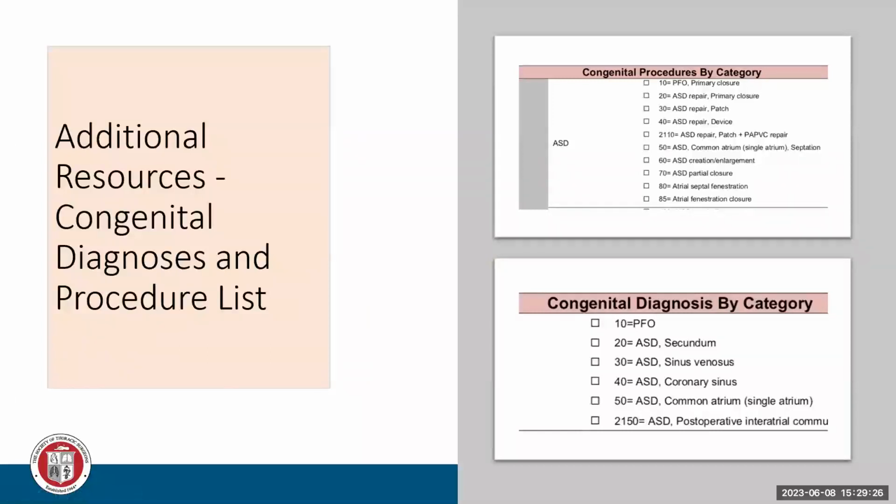Okay. All right. So let's talk about a few more resources that are in that same area that I just pointed out. The other one is the congenital diagnosis and procedure list. I use this if I've got a congenital procedure being done that's not captured somewhere else in the database. We have a few spots to capture some congenital procedures in the database under other cardiac other.